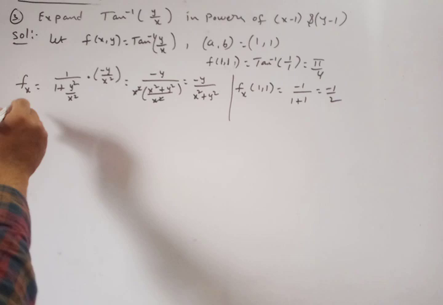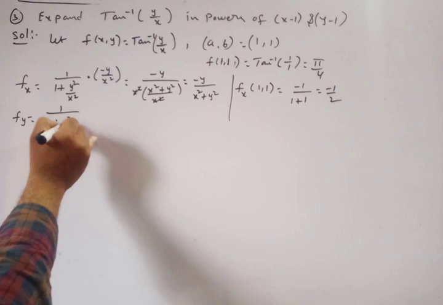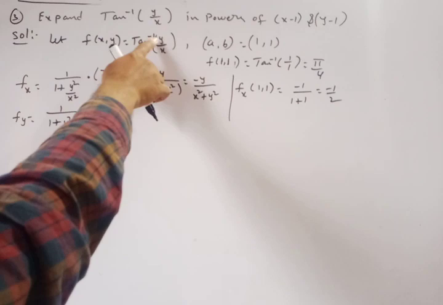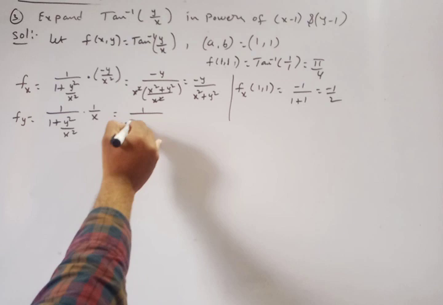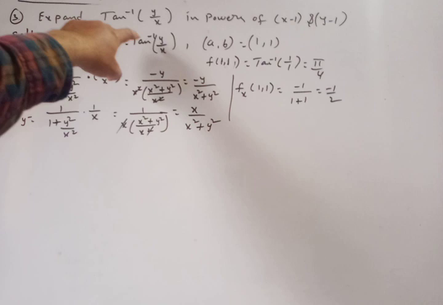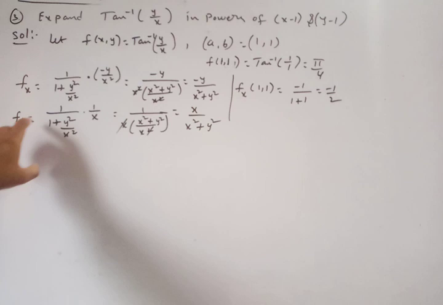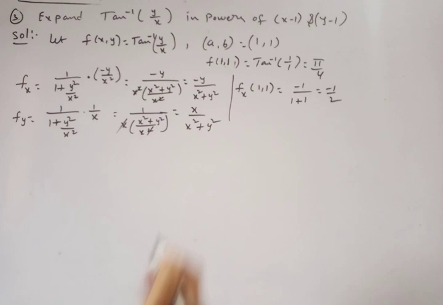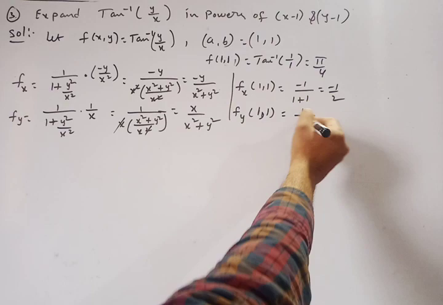Now, similarly, differentiate with respect to y: same 1 by 1 plus y square by x square, chain rule differentiation of y by x. Now we are doing with respect to y, so y is 1, I get only 1 by x. If I take the LCM, it is x square plus y square into 1 by x. The x's got cancelled, x goes to numerator: x by x square plus y square. At 1 comma 1, 1 by 1 square plus 1 square is 1 by 2. That is the value of fy.